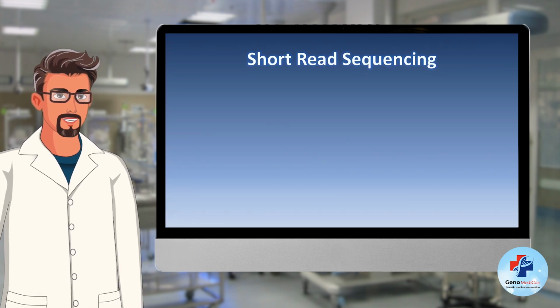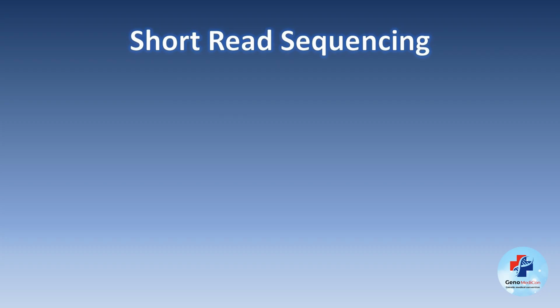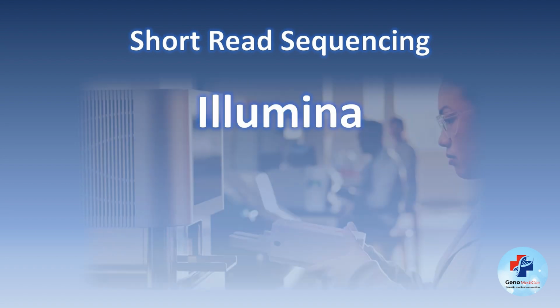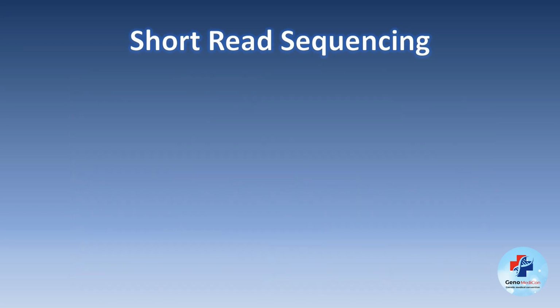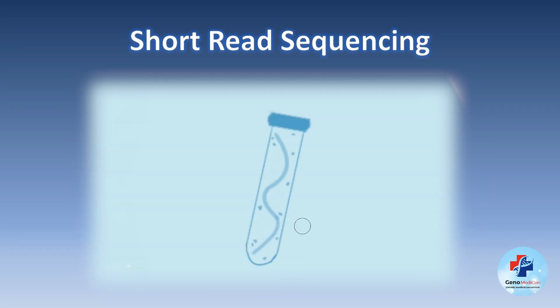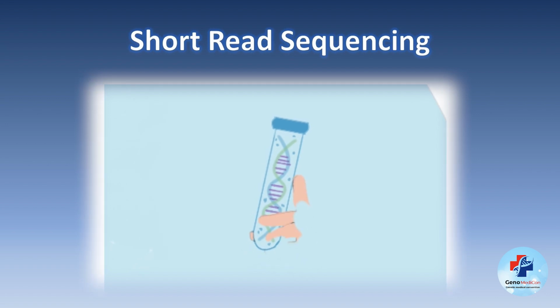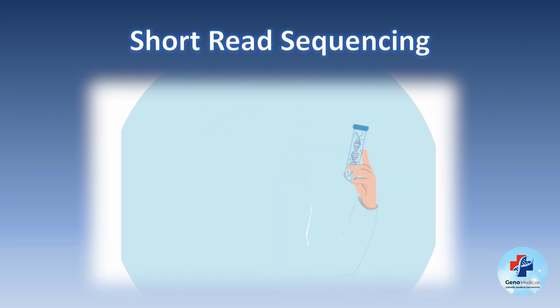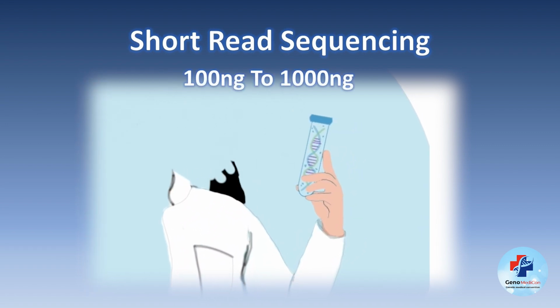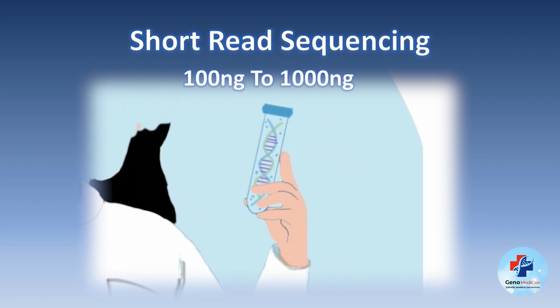Short-read sequencing can be divided into 5 main steps, and in this video, we will focus our attention on the methods used by Illumina, as they are one of the leading providers of second-generation sequencing technologies. The first step in any short-read sequencing workflow is preparing the DNA sample. The quality and quantity of DNA are essential for ensuring high-quality results. The amount of DNA required depends on the specific sequencing platform, but typically, for whole exome or whole genome sequencing, anywhere between 100 to 1000 nanograms of high-quality DNA is necessary.